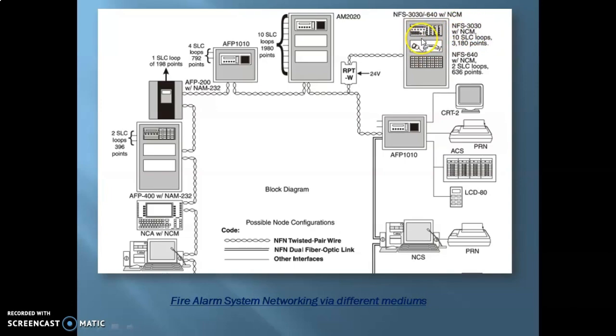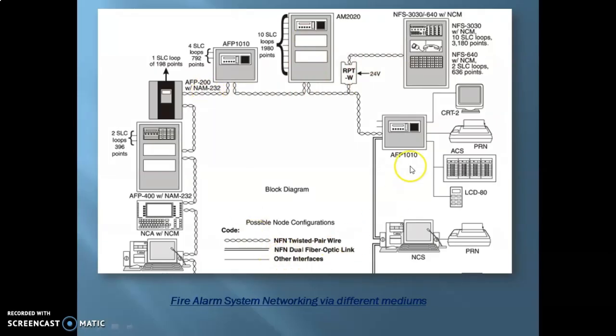Okay, so basically the type of NCM card that will be installed in the panel will be one to which you can connect the twisted pair cable, and similar kinds of cards will be installed in all the panels to which this interconnection or the network is to be connected.